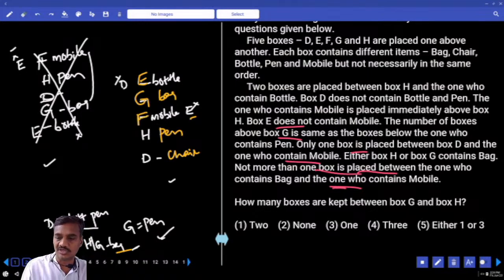Not more than one box is placed between bag and mobile. Now bag and mobile are adjacent to each other. Here this is the final arrangement we have. Question numbers 1 to 5, note down this arrangement.